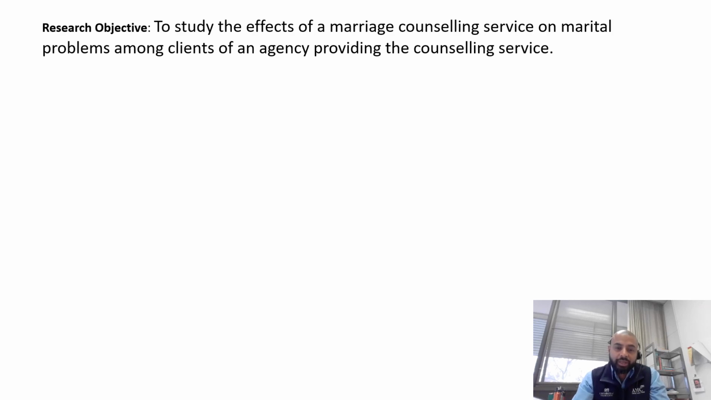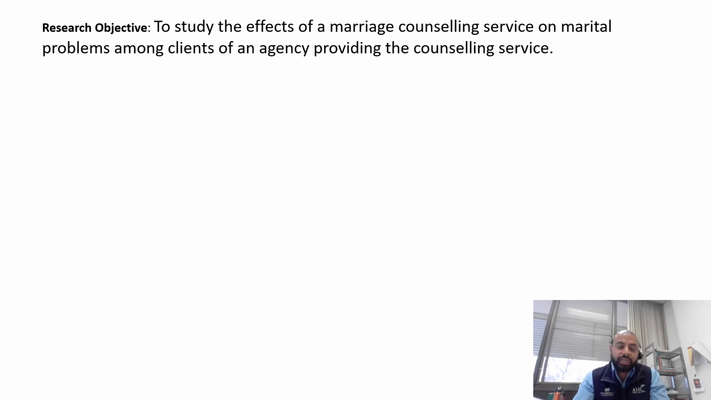Let's take up an example, firstly of an independent variable. The research objective for the example I'm going to discuss is to study the effects of marriage counseling service on marital problems among clients of an agency providing the counseling service. Here we have an agency that provides marriage counseling, and they want to find out if the counseling service they have provided has reduced marriage problems, leading to a lesser rate of divorce among couples, or has it led to a higher rate of divorce. That's how we can quantify it.